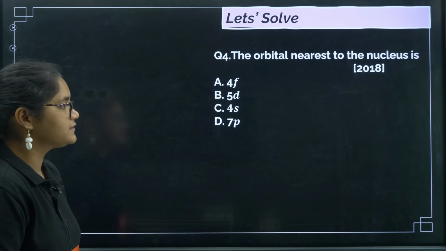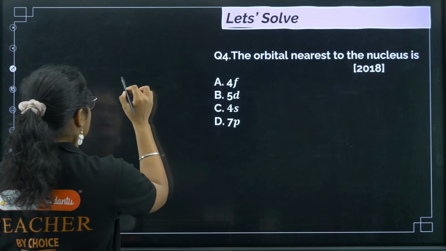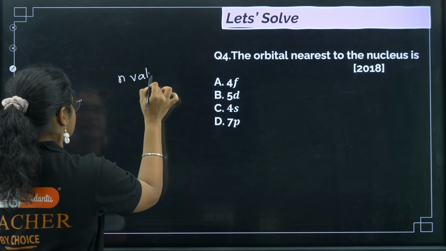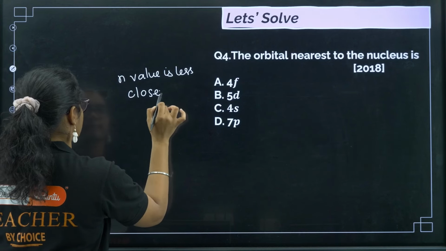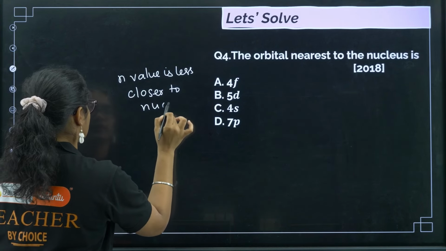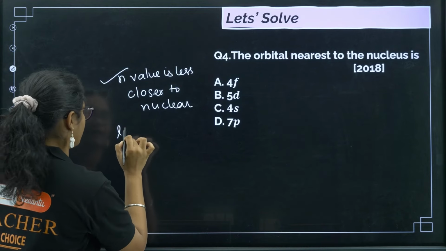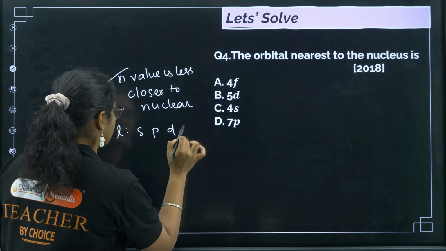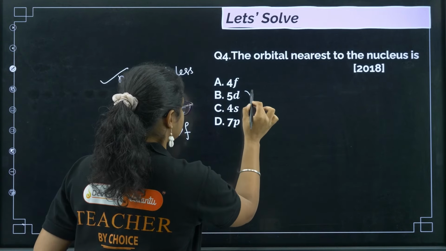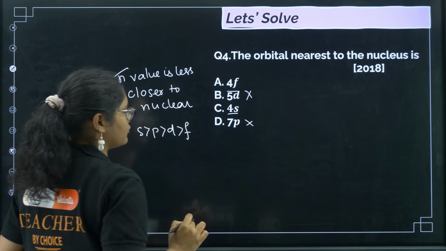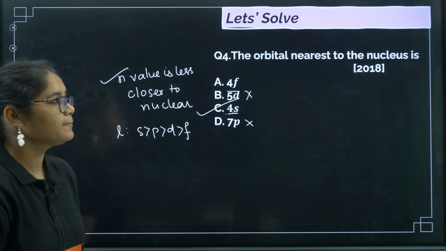The orbital nearest to the nucleus is. So here this is also a very simple question. You should know that if the n value is less, it is closer to the nucleus. First we'll see the n value, then how to check the L value. According to the L value, S, P, D and F. S is closer, then P, then D, then F. So out of these all, the n values are less for 4s and 4f, and out of 4s and 4f, 4s will be more closer.